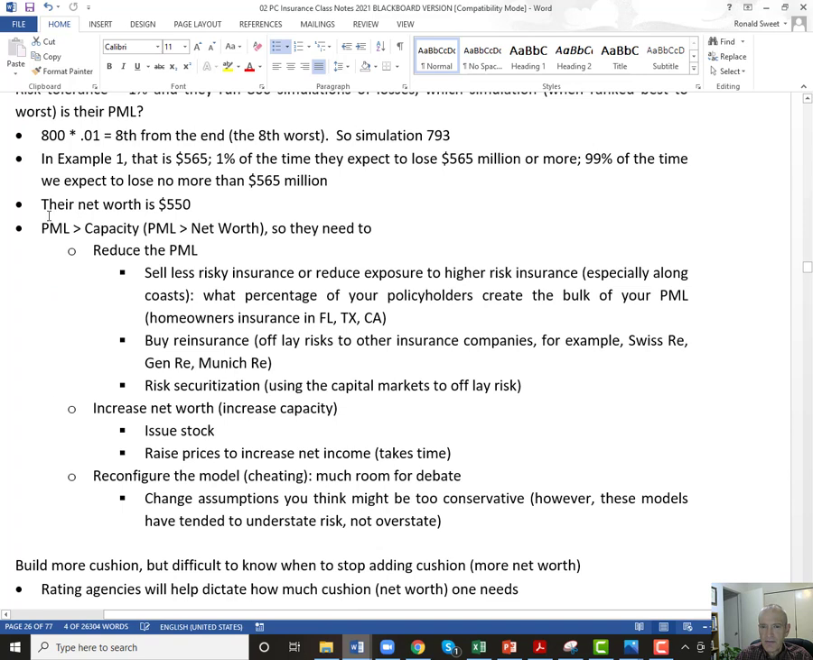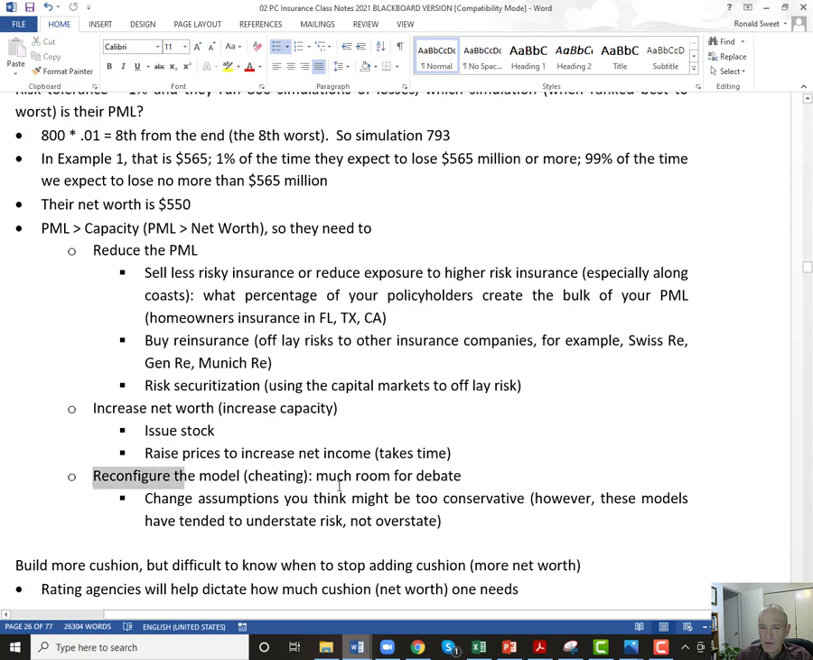All right, so here we did the first scenario, 800 times 1% means you want the eighth from the end. The eighth from the end is not 792, it's 793. So our PML was 565. So we expect to lose 565 million or more 1% of the time, or 99% of the time we expect to lose no more than 565. Unfortunately, our net worth was 550. So in this case, our PML is greater than our capacity. Our PML is greater than net worth. So what do we need to do? So I've given you 3 broad categories of responses.